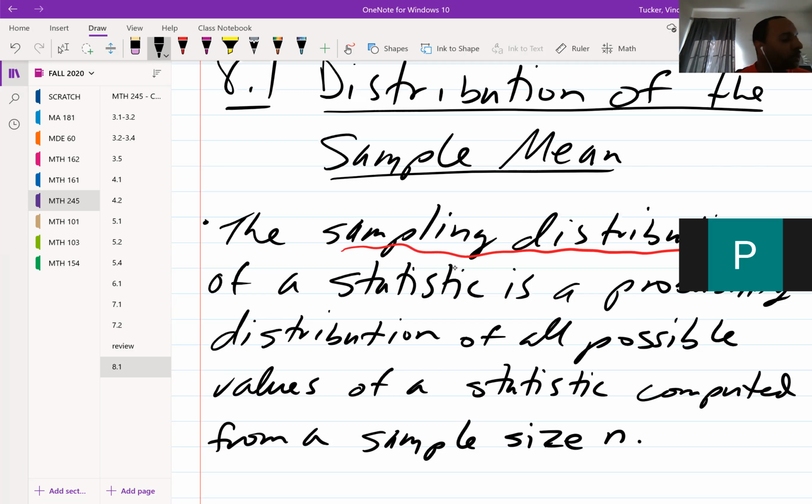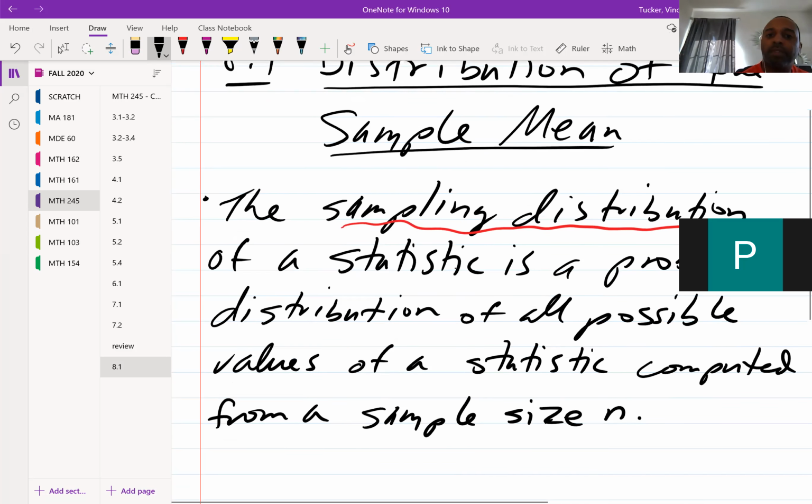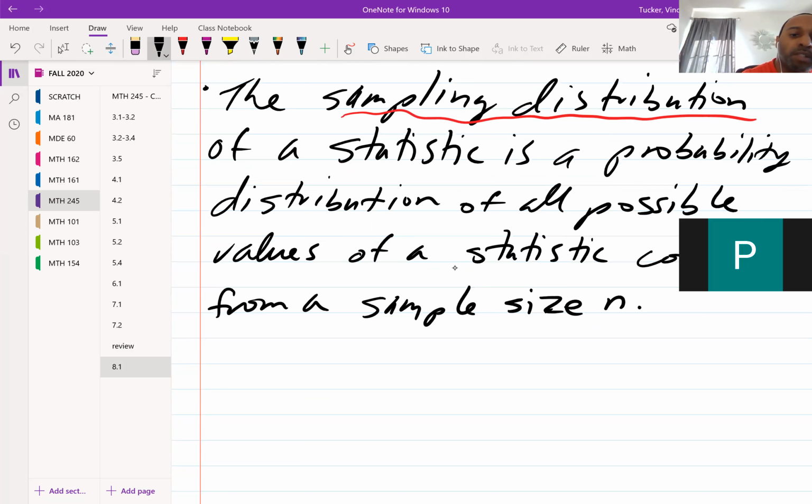All right. So our first statement: the sampling distribution of a statistic is a probability distribution of all possible values of a statistic computed from a sample size n. All right, so we're just setting some groundwork.